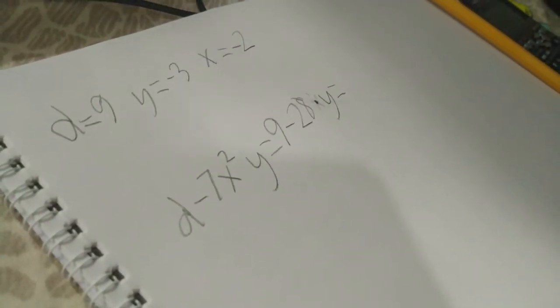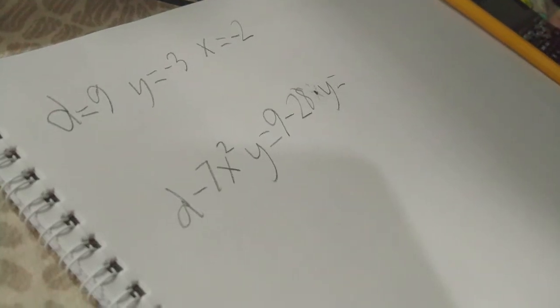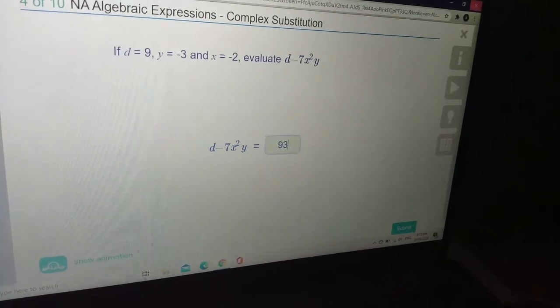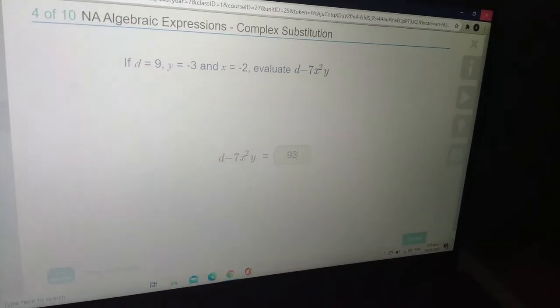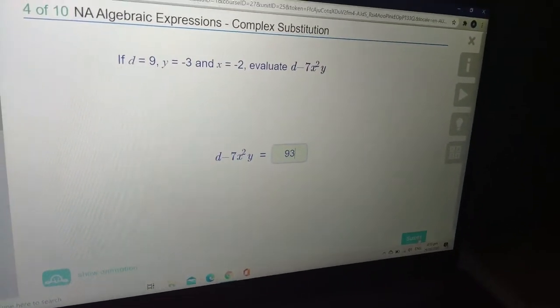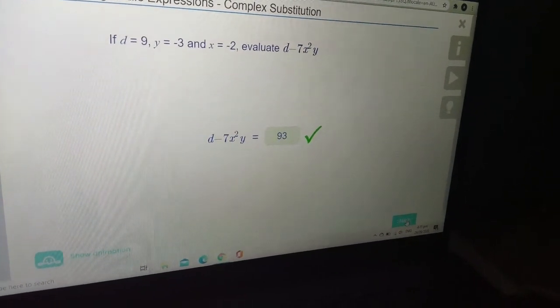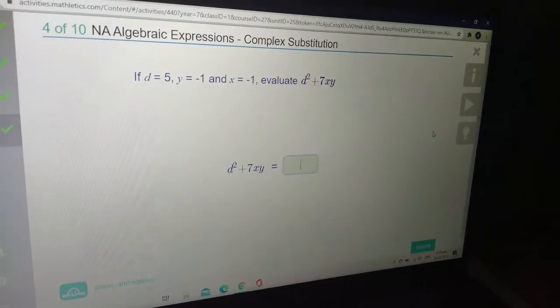Why did this appear? I didn't press clear, I just pressed equals. Okay, I answered 93 in a flash. And we'll submit, and we're correct! I'm so happy.